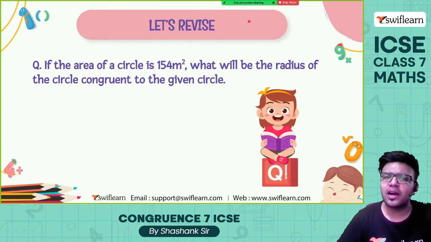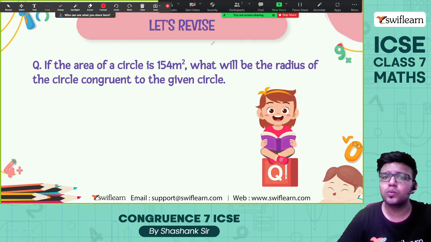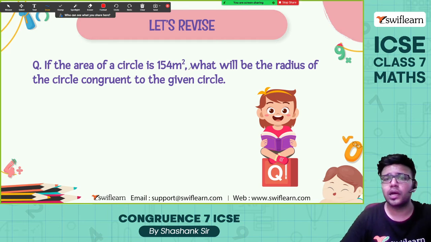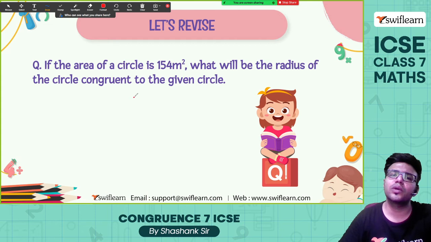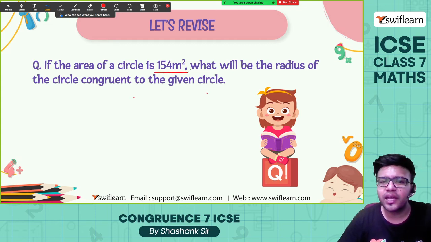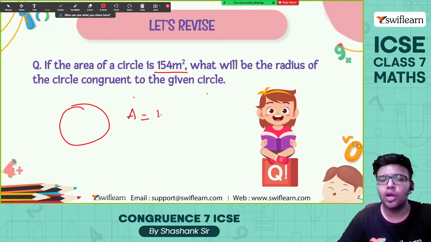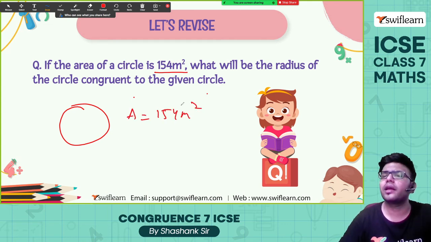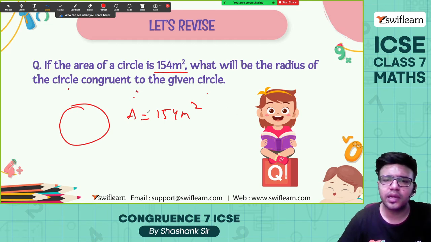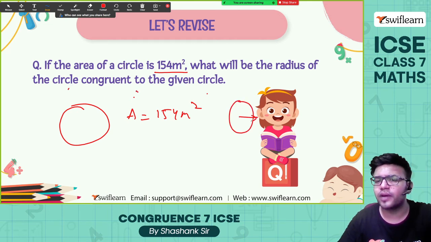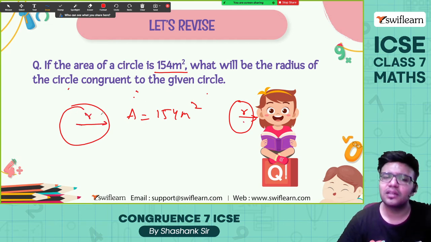If the area of a circle is 154 meters square, what will be the radius of the circle congruent to the given circle? There is a circle whose area is 154 meters square. What will be the radius of the circle congruent to the given circle? There is another circle which is congruent to this circle. Find the radius of this circle. The radius of this circle is the same as the radius of this circle.